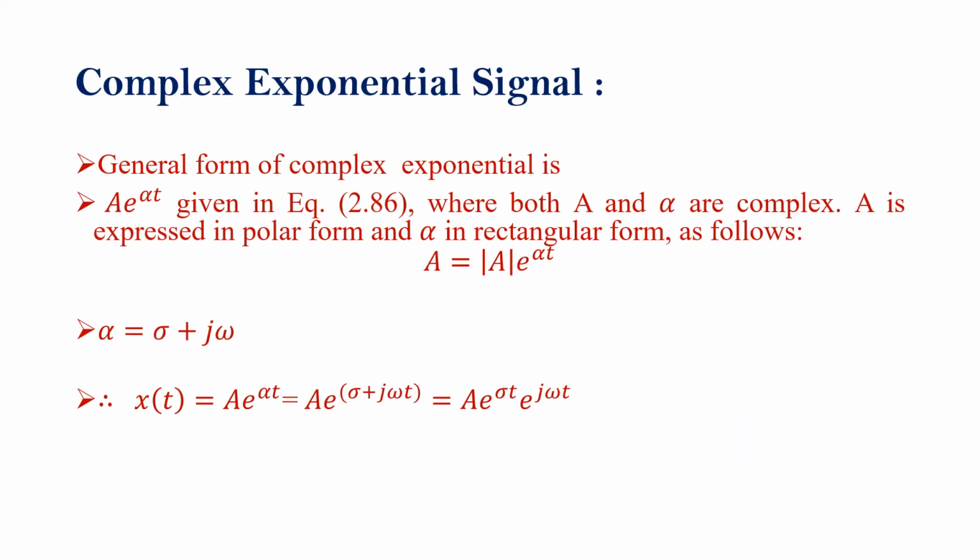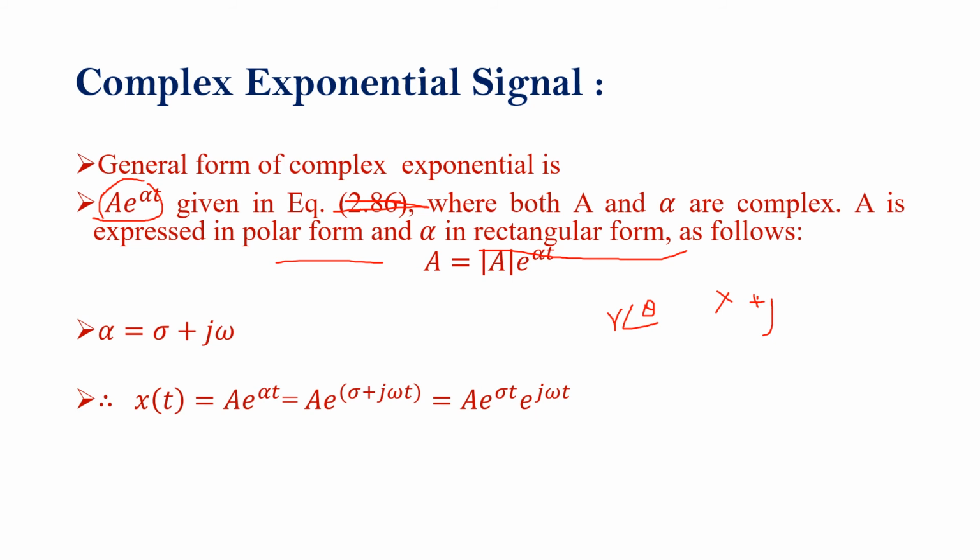Next, I am going to explain the next one, complex exponential signal. What is the general form of complex exponential signal? The general form is A e power alpha t, where both A and alpha are complex. A is expressed in polar form and alpha in rectangular form. Polar form is r angle theta and rectangular form is x plus jy.